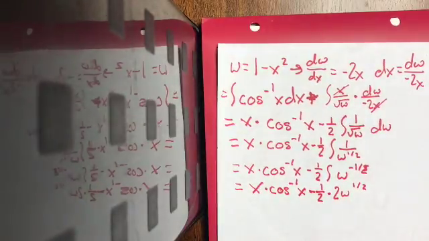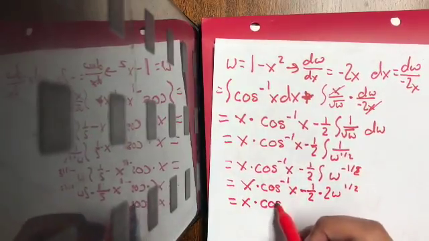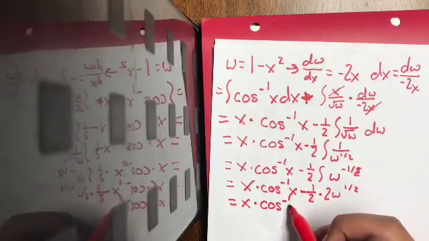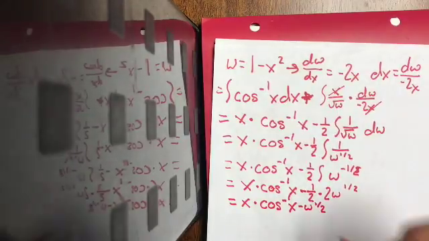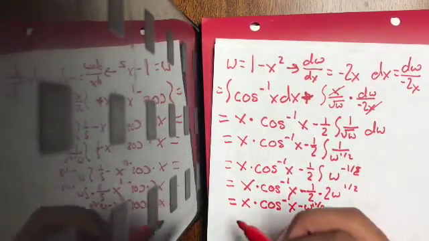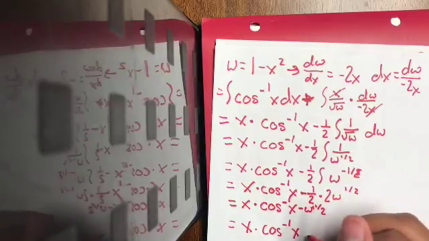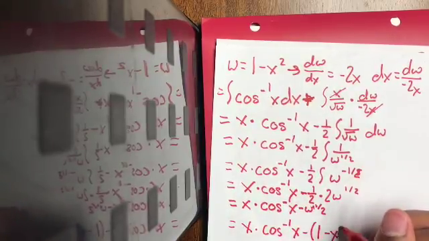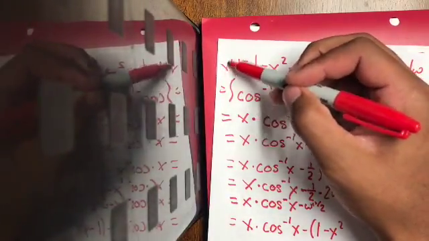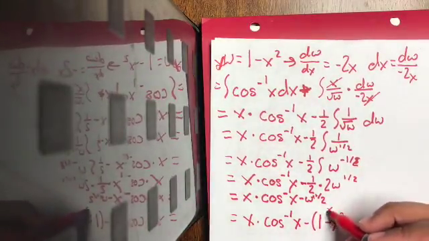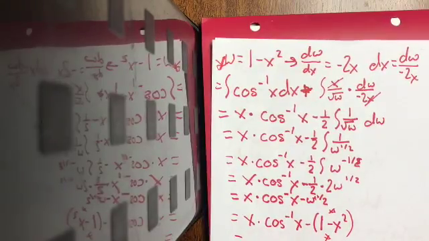So now I simplify it further to x times inverse cosine x minus 1/2 times 2 w to the 1/2 power, which can then be written as x times inverse cosine x minus w to the 1/2, which can then be written as x times inverse cosine x minus (1 minus x squared) to the 1/2, because w is equal to 1 minus x squared as I started a second ago.